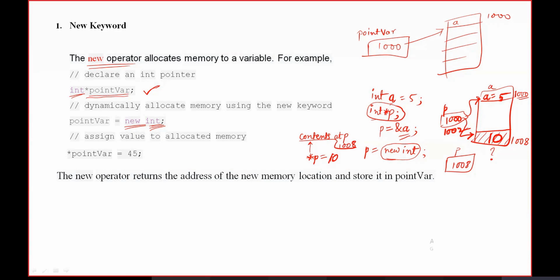So I'm accessing the value through a pointer. Here also, in case of this a, if I would have said cout star p, that means display contents at p. So which value would have been printed? 5 would have been printed. So instead of saying cout a directly, I am indirectly printing the value of a through the pointer.